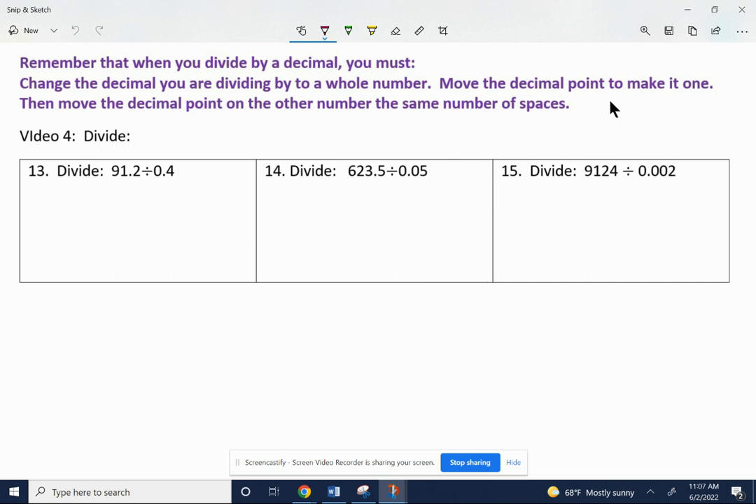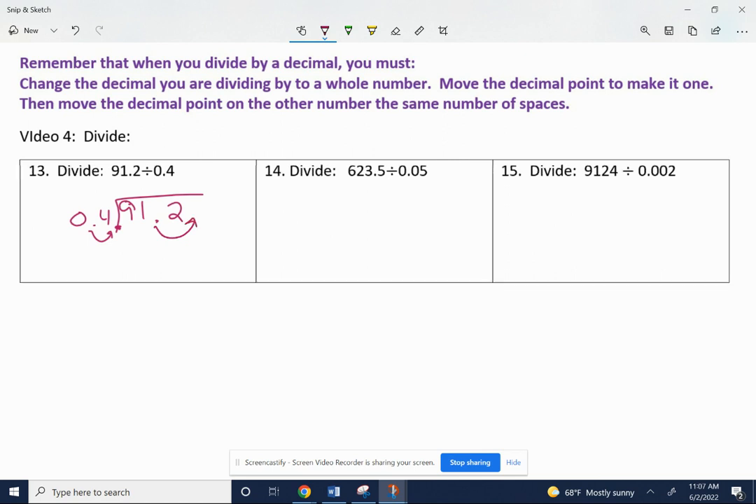Okay, let's do the first problem together. 91.2 divided by 0.4. First thing I need to do, you don't need to worry about the 91.2 for now, is make sure the 0.4 is a whole number. To make it a whole number, I'm going to move the decimal point one to the right. But if I do that, I've got to move the other decimal point on the other number the same number of spaces.